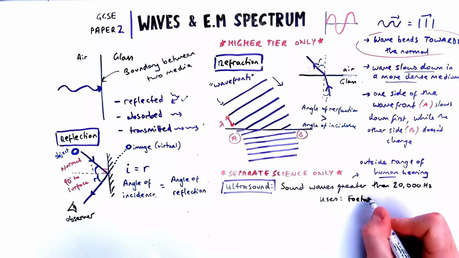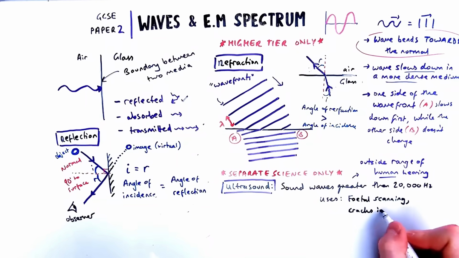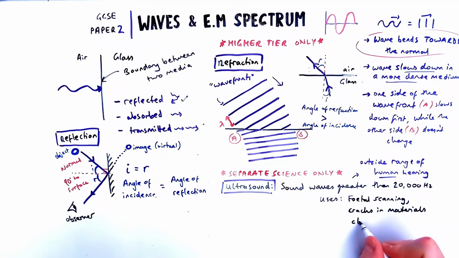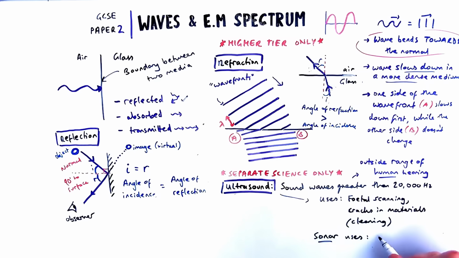Its most famous use is in fetal scanning, or scanning a fetus while it's in someone's womb, but it can also be used to scan for cracks in materials in industry and also for cleaning things like dirt off watches. It's very similar to something called sonar, which doesn't use ultrasound but uses sound waves to detect things like how deep a seabed is.